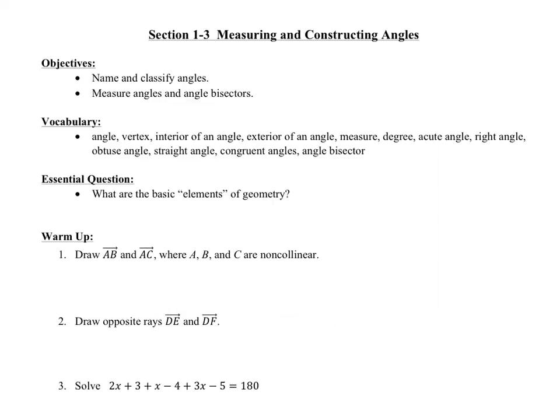We have a lot of new vocabulary: angle, vertex, interior of an angle, exterior of an angle, measure, degree, acute angle, right angle, obtuse angle, straight angle, congruent angles, and angle bisector. Some of those terms I know are familiar to you and some of them are new, but don't worry, by the end of this lesson, you'll know what all those terms mean. And if you don't, please make a notation in your notes so that we can go over the definitions in class.